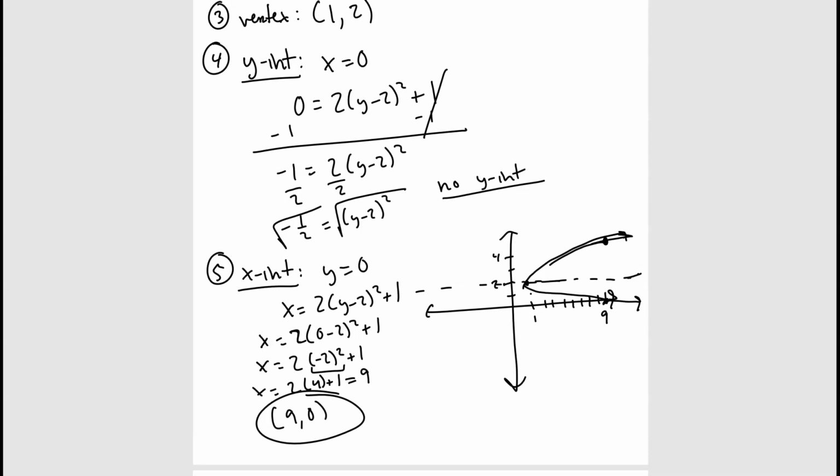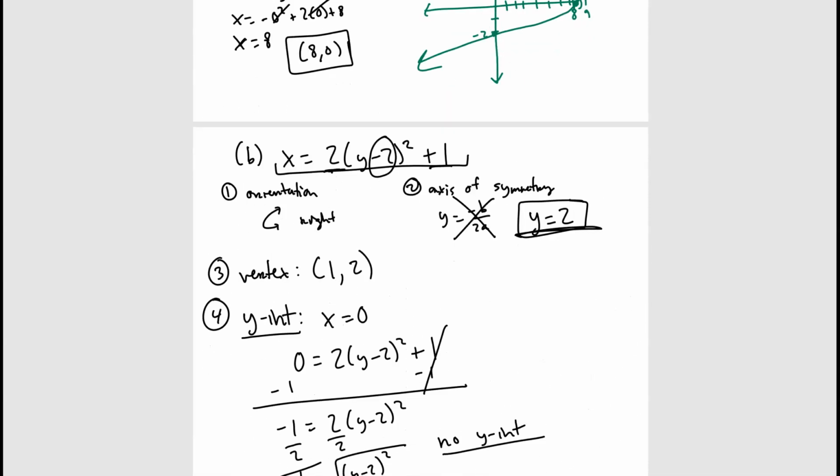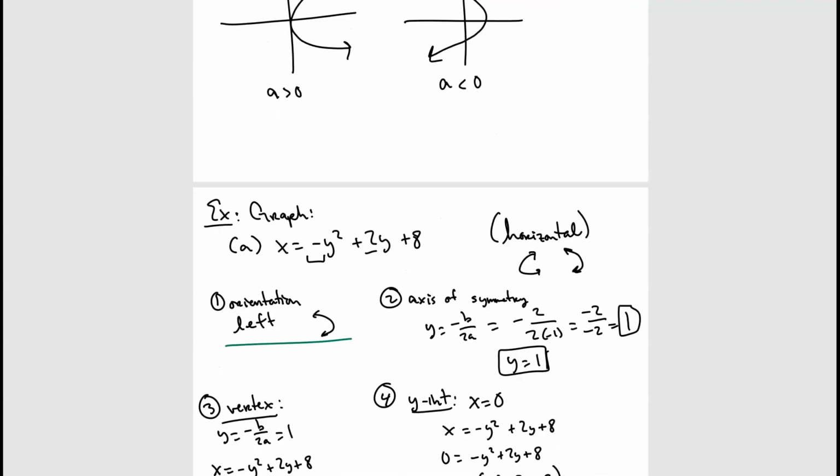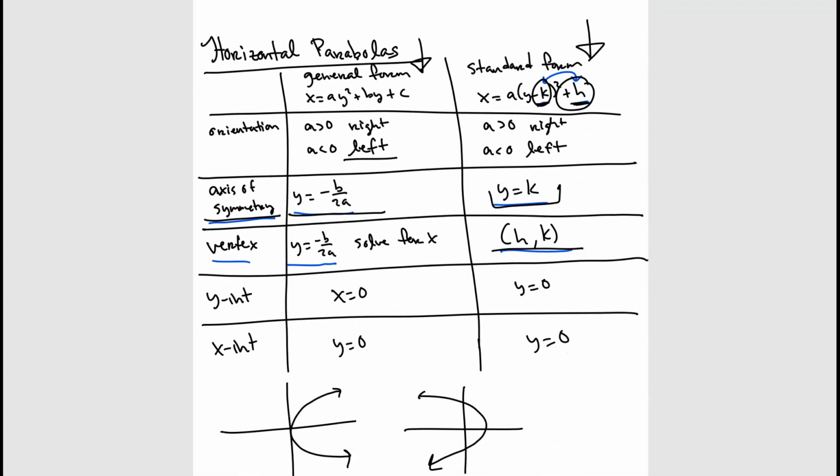Okay, and that's basically it for these. You will be expected to at least graph one of these using all of these different steps. So it's either going to be horizontal or it's going to be vertical.